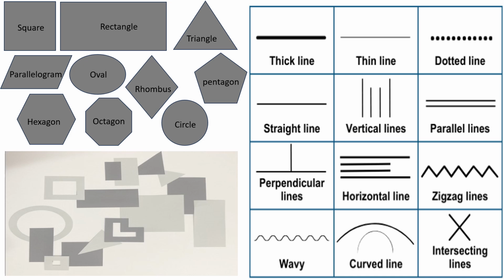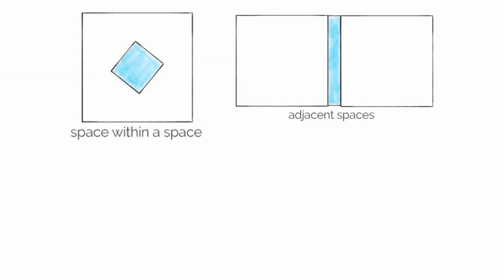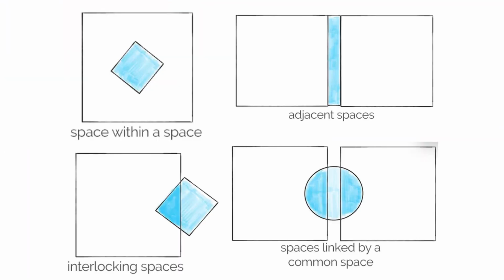Now, if you can see on the screen, there are basic shapes and different types of lines. Whenever you are making any 2D composition, you have to practice basic shapes and different types of lines. Try making a composition using these elements or shapes, so that your 2D composition will look balanced. Then discussing the 4 types of spatial relationships, which are space within a space, adjacent spaces, spaces linked by a common space, and interlocking spaces. These will give your 2D composition a finished look.